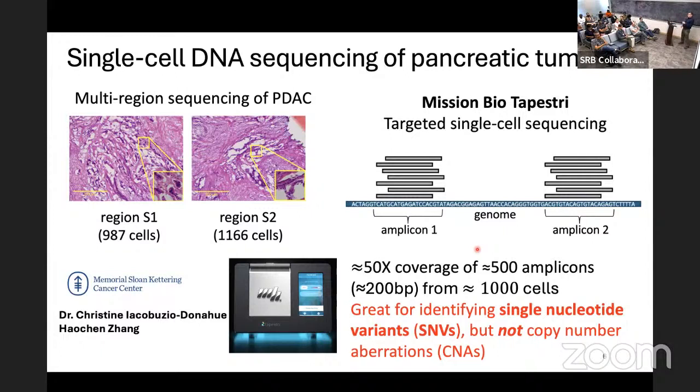So in your model, there is no differentiation between a mutation that is on both chromosomes, paternal and maternal, versus one? No. It's just a somatic mutation. Could be two. Okay.